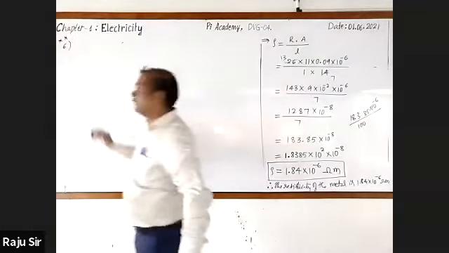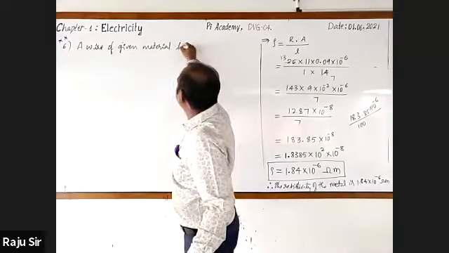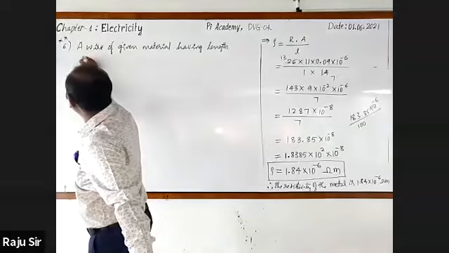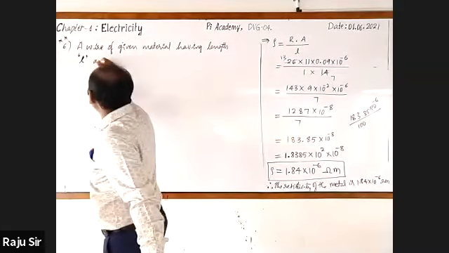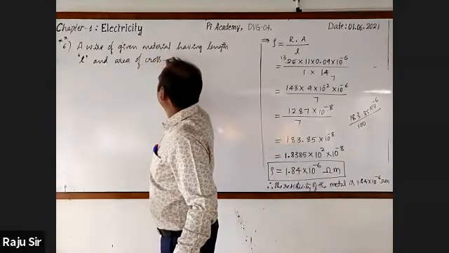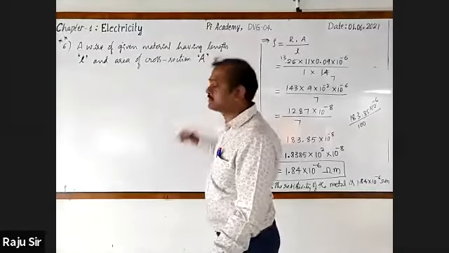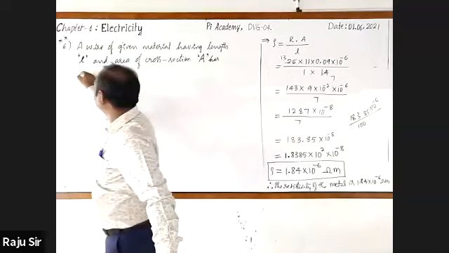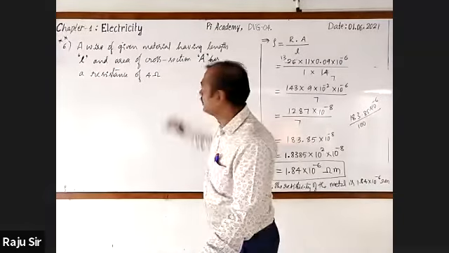A wire of given material having the length small l, let it be in inverted comma l, and area of cross section capital A, has a resistance of 4 ohm.